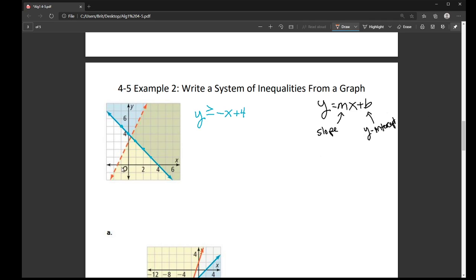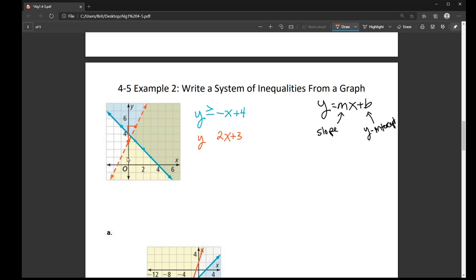Let's go ahead and try the orange line. Again, we have our y equals mx plus b, so I need to figure out my slope and my y-intercept. Now I see my y-intercept here at 3, so I'm going to put a +3 on here. And my slope from one point to the next looks like it's rising by 2 and running by 1. So that's a slope of 2.